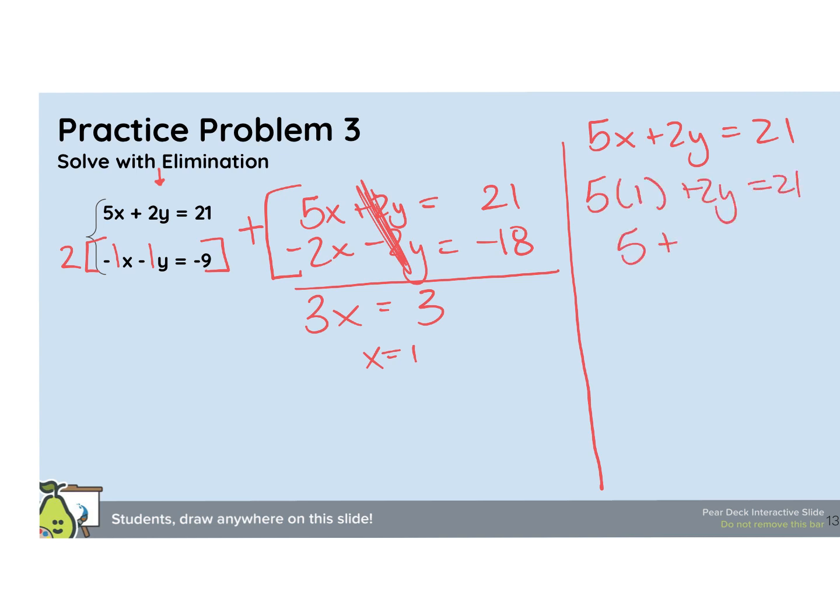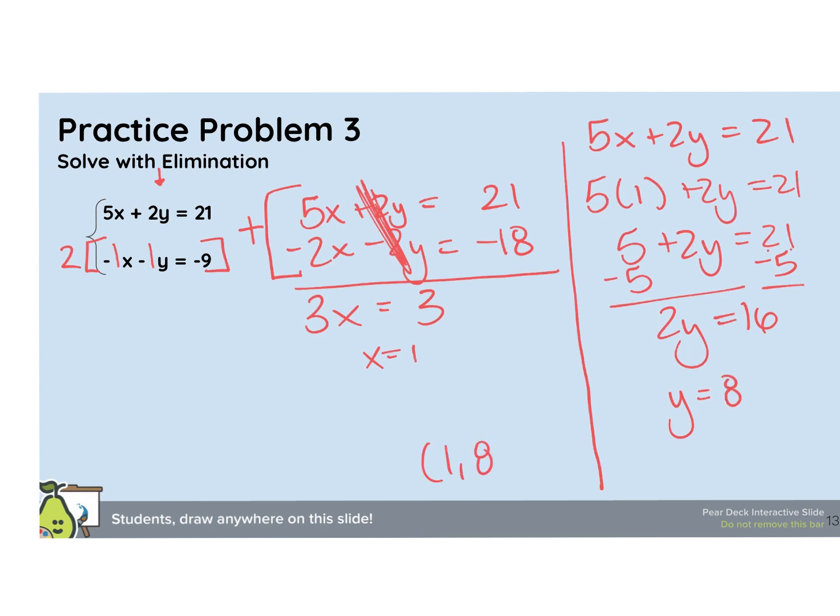This is 5. This is a two-step equation. Get rid of the 5. That's 16. When I divide, I get y equals 8. So I think the answer is 1, 8.